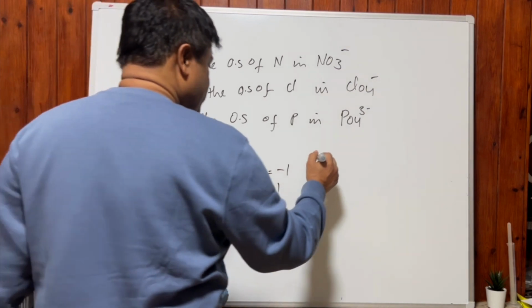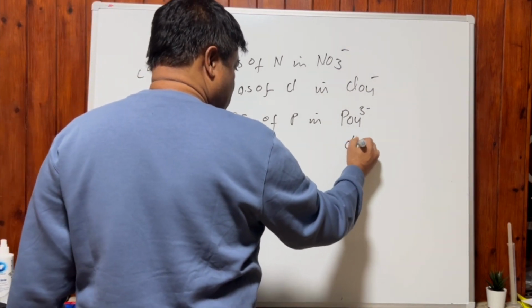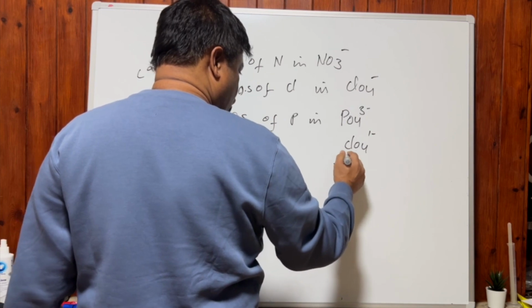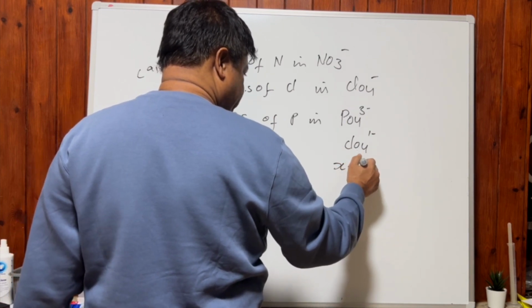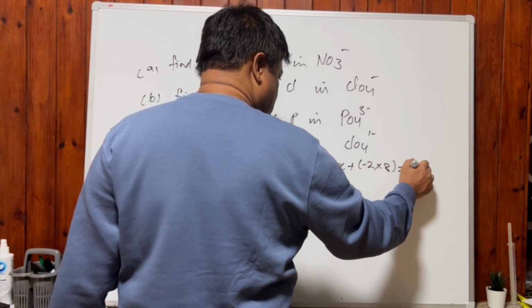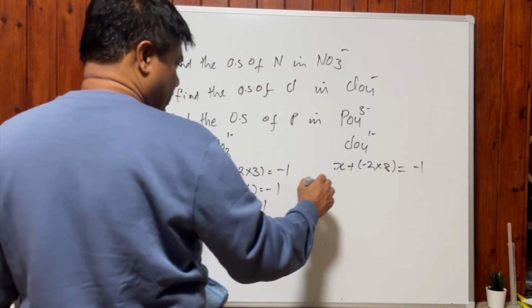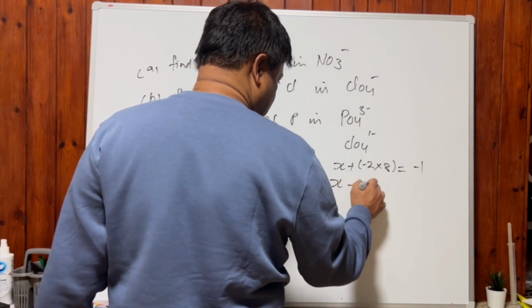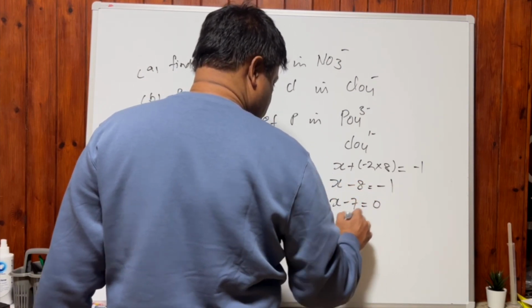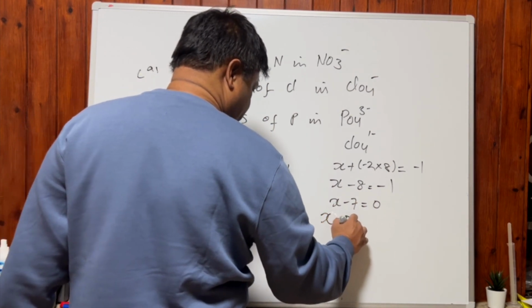And the same way, ClO4 minus. ClO4 1 minus. Chlorine x plus minus 2 times 4 equals minus 1. x minus 8 equals minus 1. x minus 7 equals 0. x equals 7.